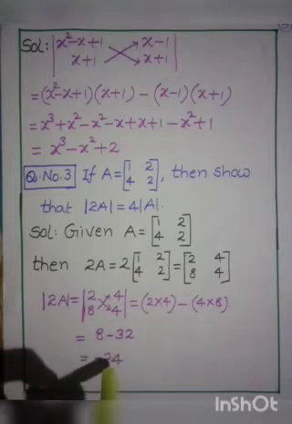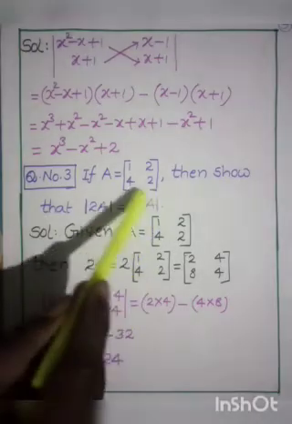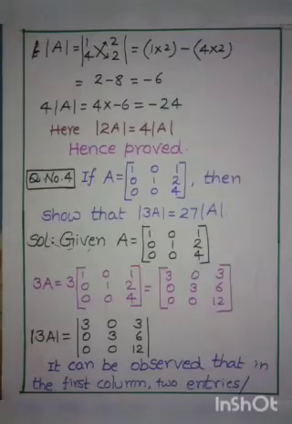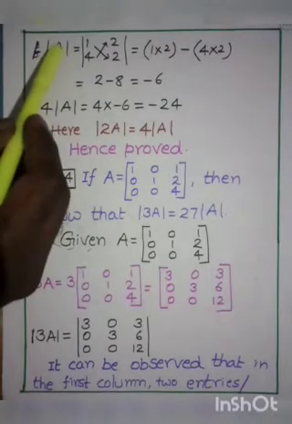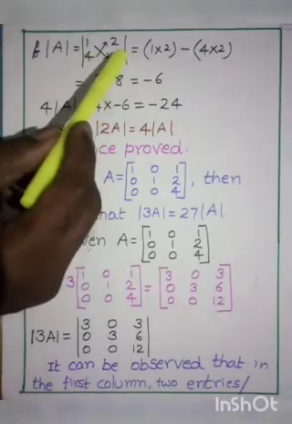Understood, my dear children? We found the value of LHS. Now we find the value of this RHS. Then we compare them. In RHS of the given statement, 4 into det A is there. So first of all we find det A separately. Det A is equal to det 1, 2, 4, 2.